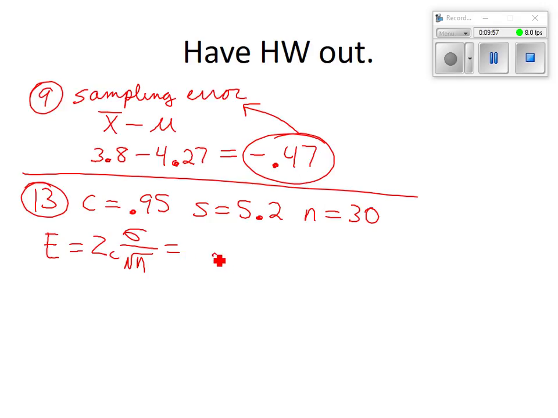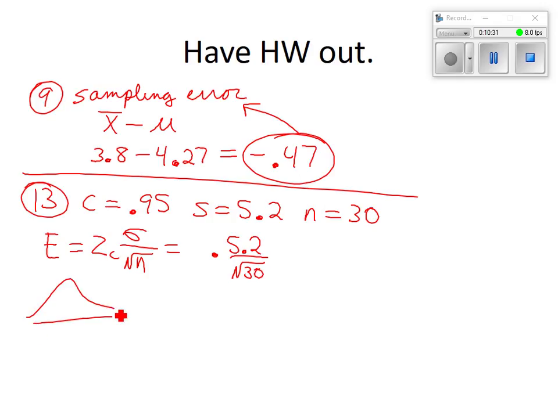So we're going to have to find that, and times, instead of sigma, as long as our n is 30 or larger, we can just use s, because usually we won't know the population standard deviation. Remember, this is the sample standard deviation. So we'll just put 5.2 on top, and the square root of n, which is 30, on the bottom. Now we still have to find the critical value, like we did on that other one.